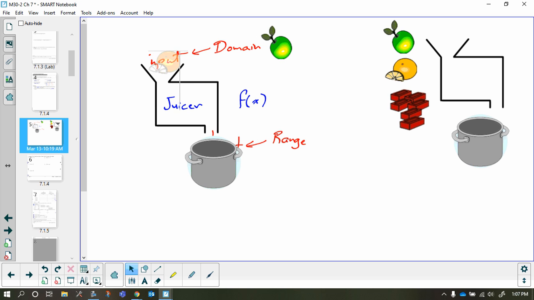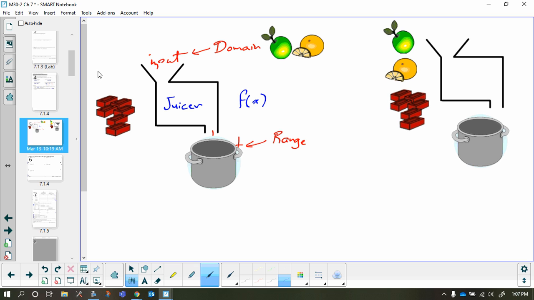Could I take this orange and put it into my juicer? Yep. What do I get out? Orange juice. So those two, apples and oranges, are elements in my domain. They're acceptable input for this function machine. Now you see here some bricks. Can I put bricks into a juicer? No, I cannot. These bricks are not part of the domain for my juicer function.